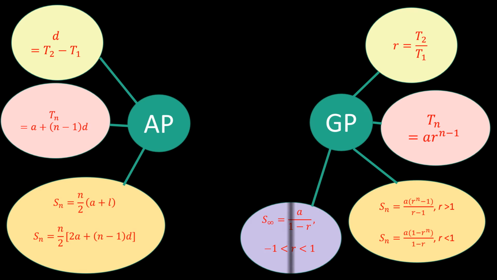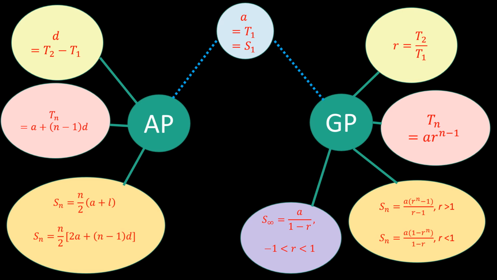And GP has an additional one, which is S infinity, which AP doesn't have. It is a over 1 minus r. This is only applicable when your r is between -1 and 1. Okay, this condition is also used to solve questions involving recurring decimals.